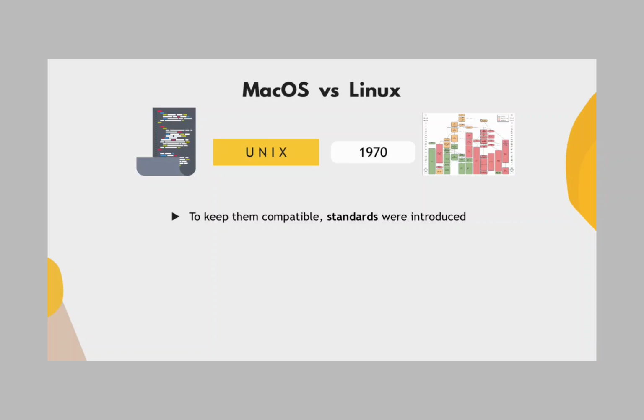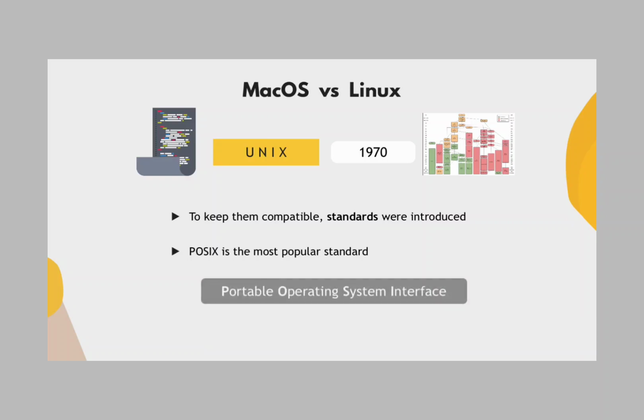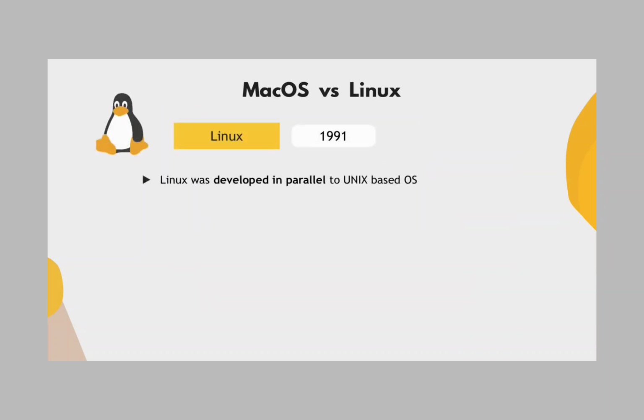So basically, this standard said that if an application is supposed to run on these operating systems, it should implement these specific APIs, it should have these functions, etc., so that you could run this application on different operating system distributions that all came from Unix. And one of the most popular standards, which we still have today, is POSIX, which stands for Portable Operating System Interface. In parallel to Unix-based operating systems being developed, Linux was created by Linus Torvalds.